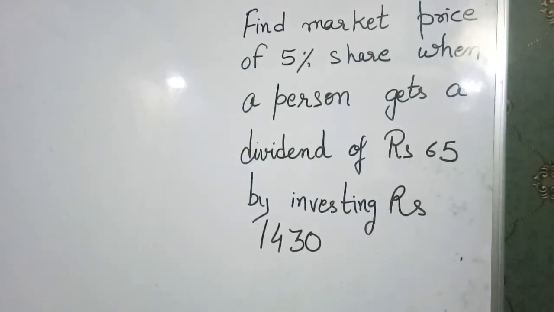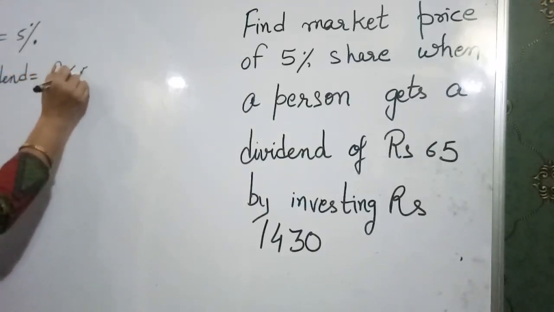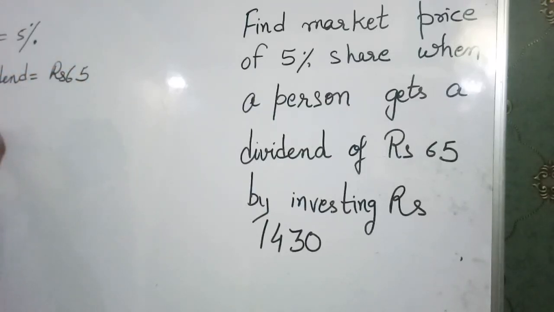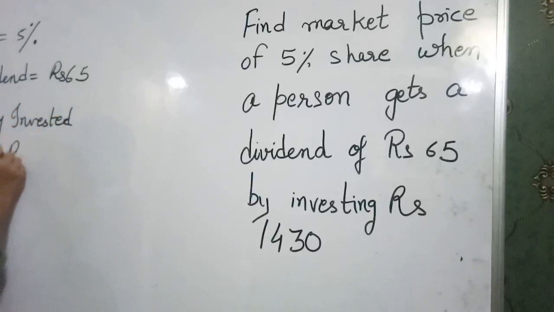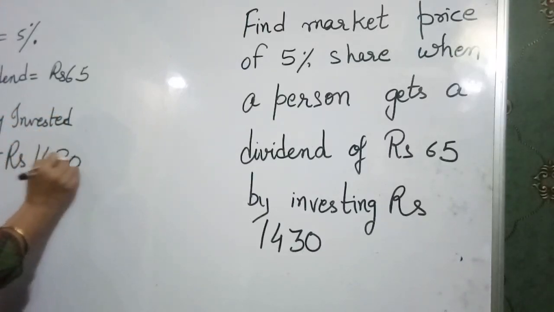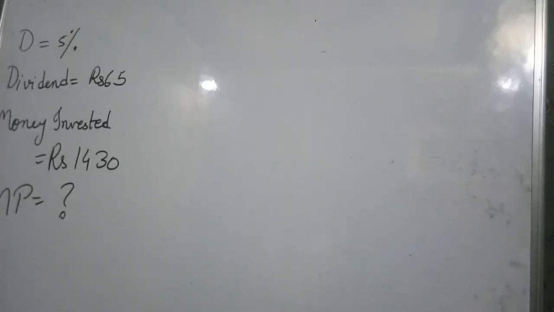We have to find the price at which the shareholder buys the share. So how do we do that? Just see over here. The dividend percent is 5%, and the dividend he received is 65. The money he invested in buying shares is rupees 1430, and we have to find the market price of the share. Now I have done the analysis, now I am going to solve it.